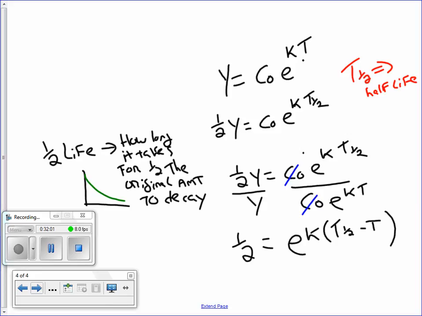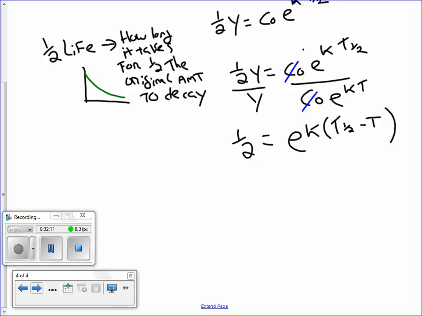That's the equation. Well, we're not there yet. Our goal is to get to this thing here. We're almost there. I'm going to take the natural log. Natural log of 1/2 is equal to k times t.